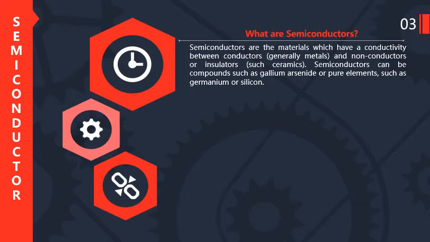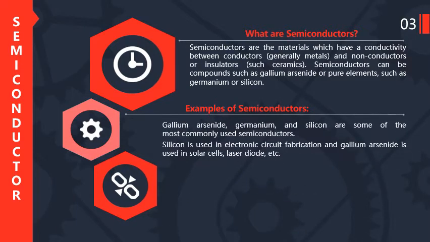Another definition of a semiconductor material is that semiconductor materials are those materials which act as an insulator at room temperature, and when the temperature is increased, they work as a conductor. This is another definition of semiconductor material. Semiconductors can be compounds such as gallium arsenide or pure elements such as germanium and silicon. Now for examples of semiconductors: gallium arsenide, germanium and silicon are some of the most commonly used semiconductor materials. Silicon is used in electronic circuit fabrication and gallium arsenide is used in solar cells, laser diodes, etc.